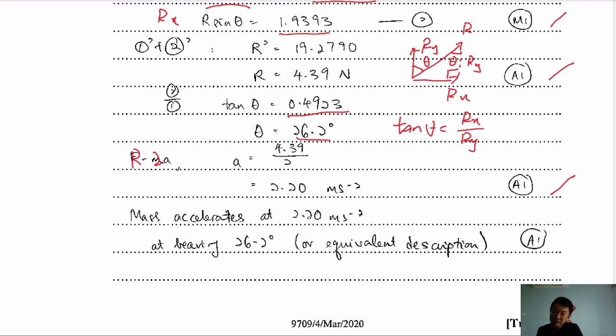So how do we actually obtain the last mark is that we must specify, we must state clearly what is the direction of this resultant force. So we can say that this resultant force is at the bearing of 26.2 degrees, or you can use any other equivalent description to it. As long as you can state this direction clearly by referring to the north, to the east, or positive, negative x-axis, things like that, then you actually get the last mark from here.